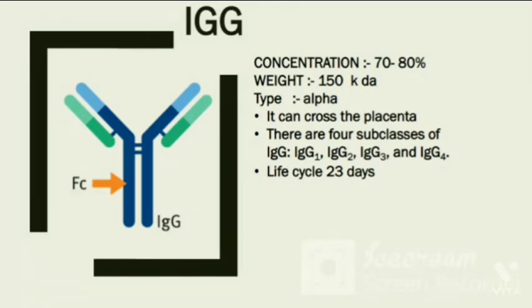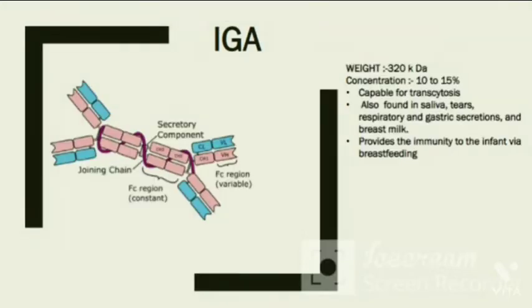Moving on to the next antibody, we have IgA. As you can see here on the screen, this is the structure of the IgA antibody. The structure of the IgA antibody is a little bit different from all other antibodies. In the case of IgA, these are the FAB regions, that is the fragment of antibody antigen binding sites, and these are the FC regions, that is the fragment crystallizable region. Both these regions are responsible for the binding of the antigen to the antibody.